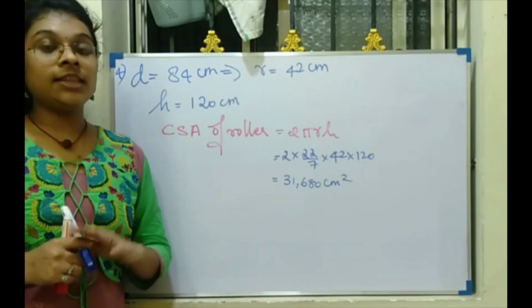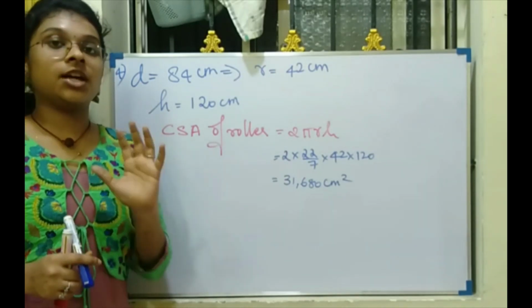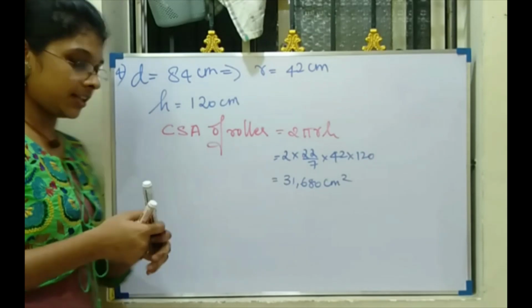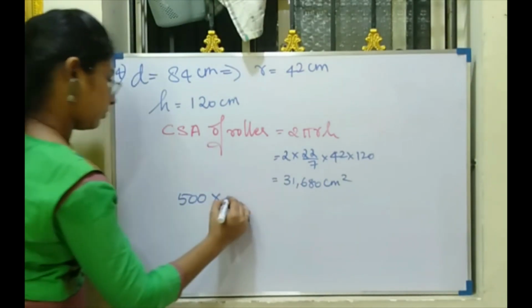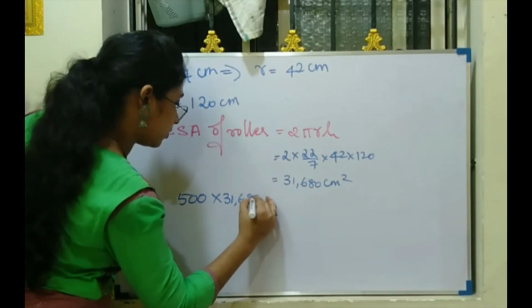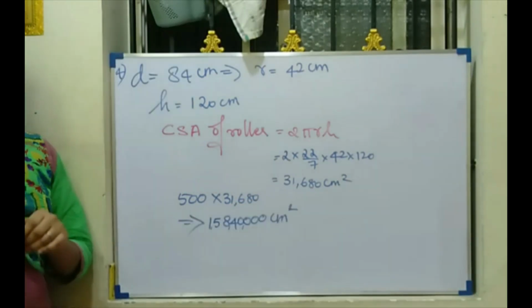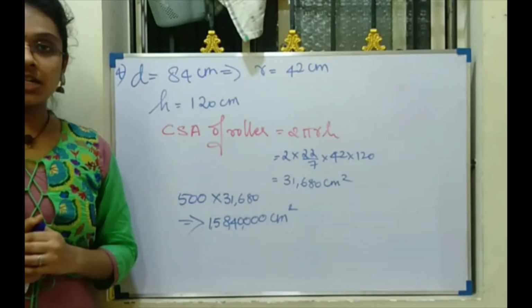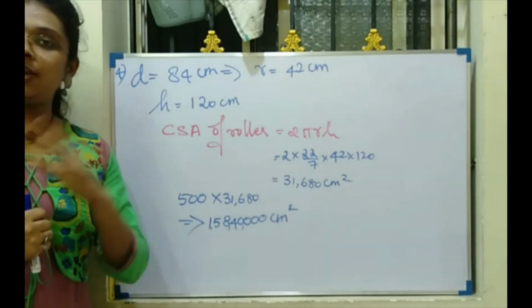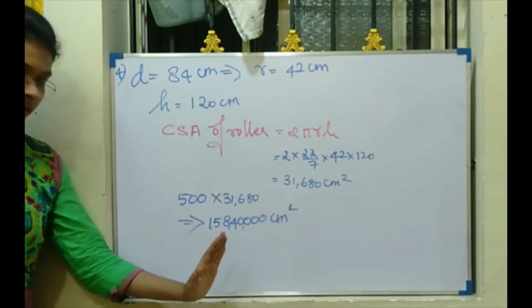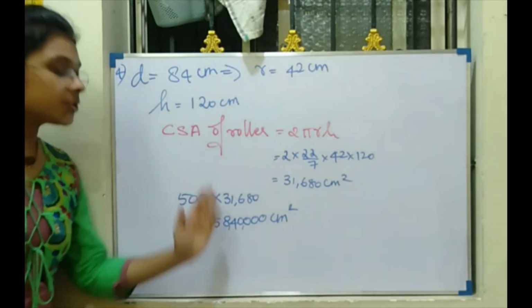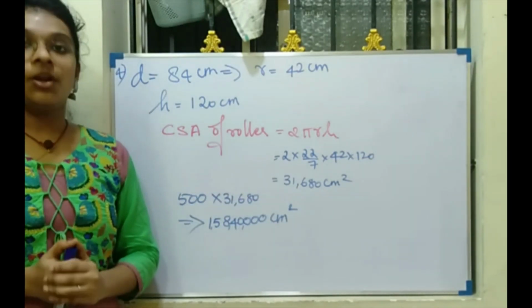Now we have to find the value of 500 revolutions, that is 500 times the curved surface area. 500 into 31,680, which is equal to, since the roller completes 500 revolutions, the area of the playground. The total area the roller covered is this value. So this value is equal to the area of the playground.